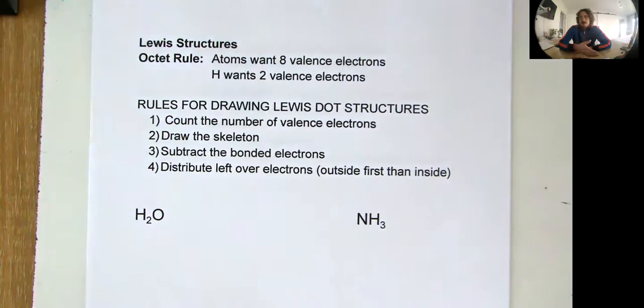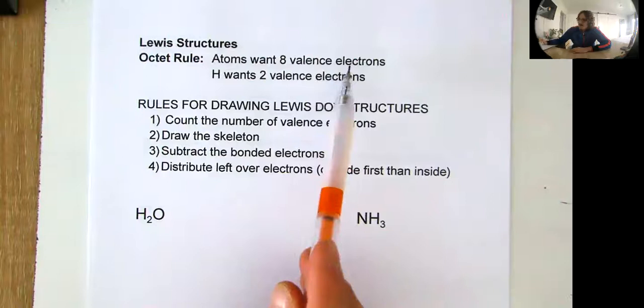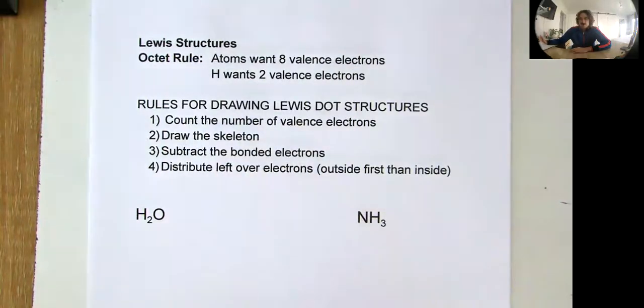So we're going to start by following the rules for these easier ones, and then we'll do the more complex ones. Same rules apply. All atoms want 8 valence electrons, and hydrogen wants 2 valence electrons. Remember, carbon goes in the middle. Refer to your old rules, but we're going to follow these instructions.